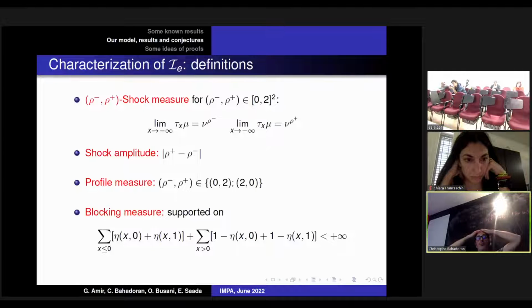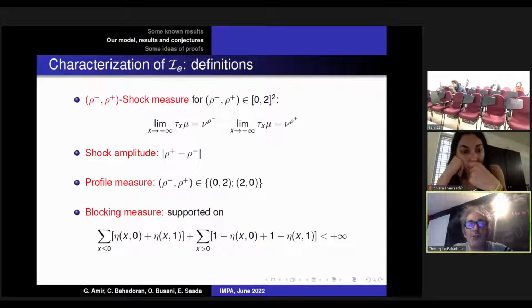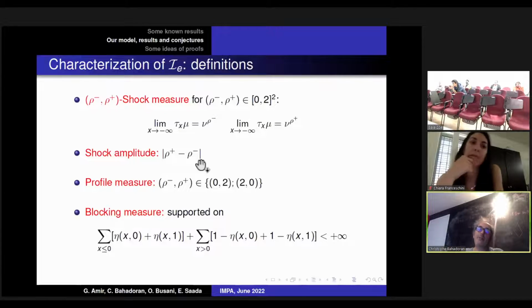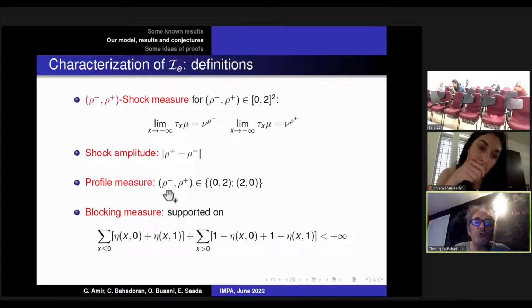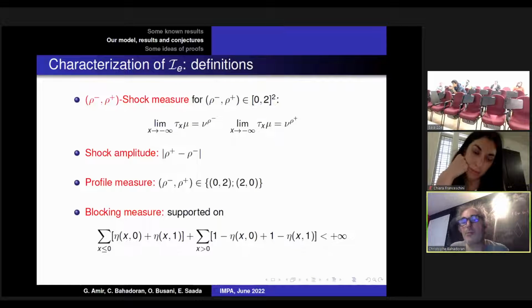To prepare for some description, I need to try to define analogs of blocking measures in our context, so we can define what is a shock measure. In general, a shock measure is a measure which is going to be asymptotic to a Bernoulli at -infinity and +infinity. We define its shock amplitude, and since you have two lanes, the density can range between 0 and 2. So the notion of a profile measure should be defined as a shock measure, which is either 0,2 or 2,0. In fact, of course, it clearly might depend on the sense of the drift, but you can restrict the parameter range and we will restrict the parameter range by symmetry considerations in order to have just this case.